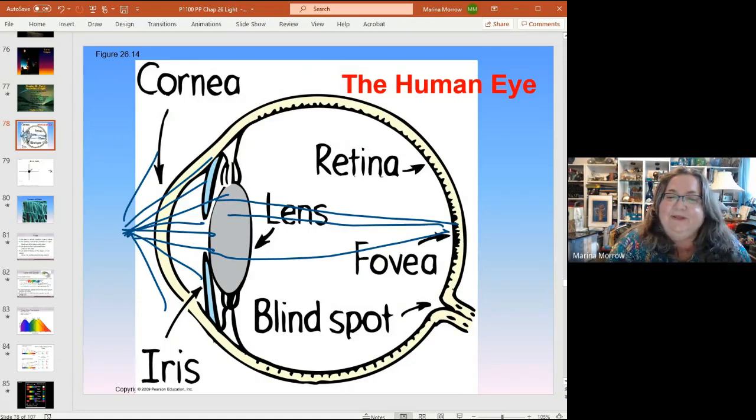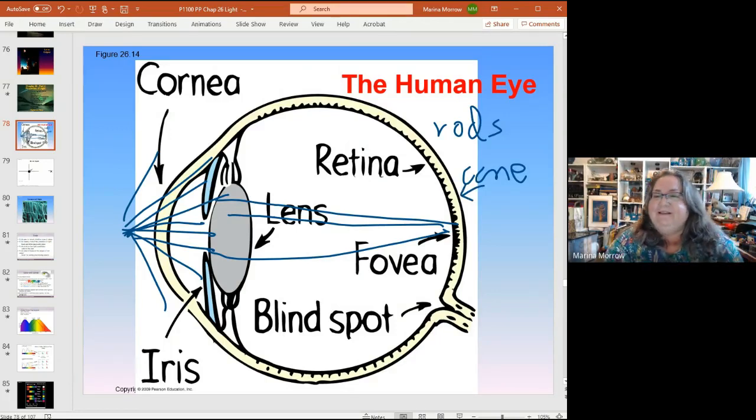And at the back of the eyeball, there are cells called rods and cones. Cones predominate right here in this area, and rods predominate more at the edges of our vision. We've got more rods here and here. Now, what happens is those cells detect the light that's coming in, and they send those signals along nerves and out through the optic nerve.